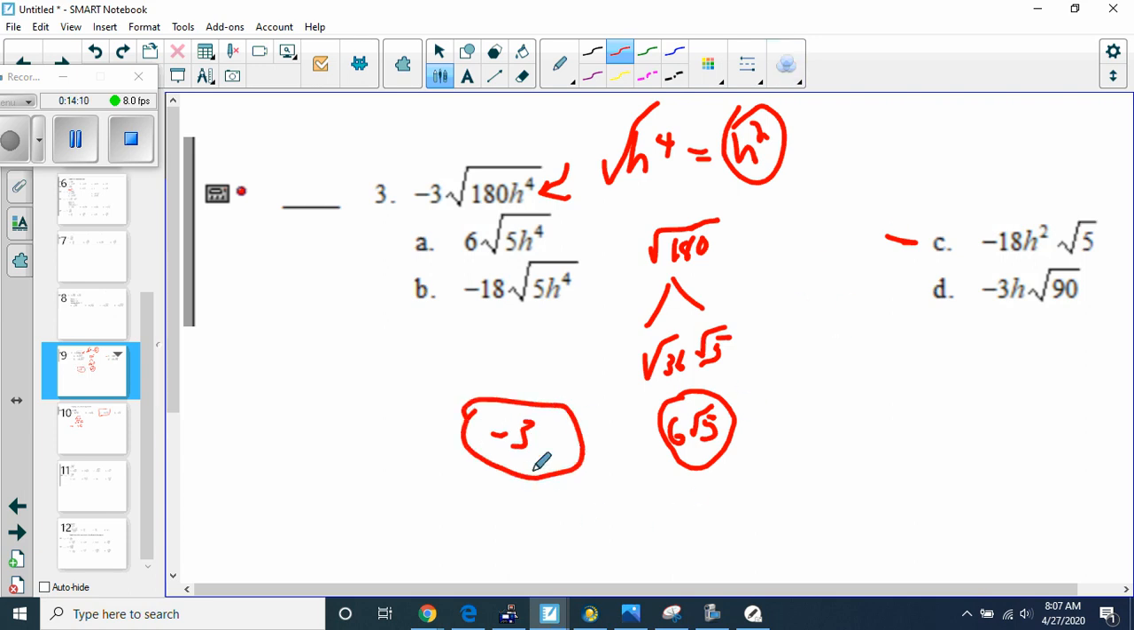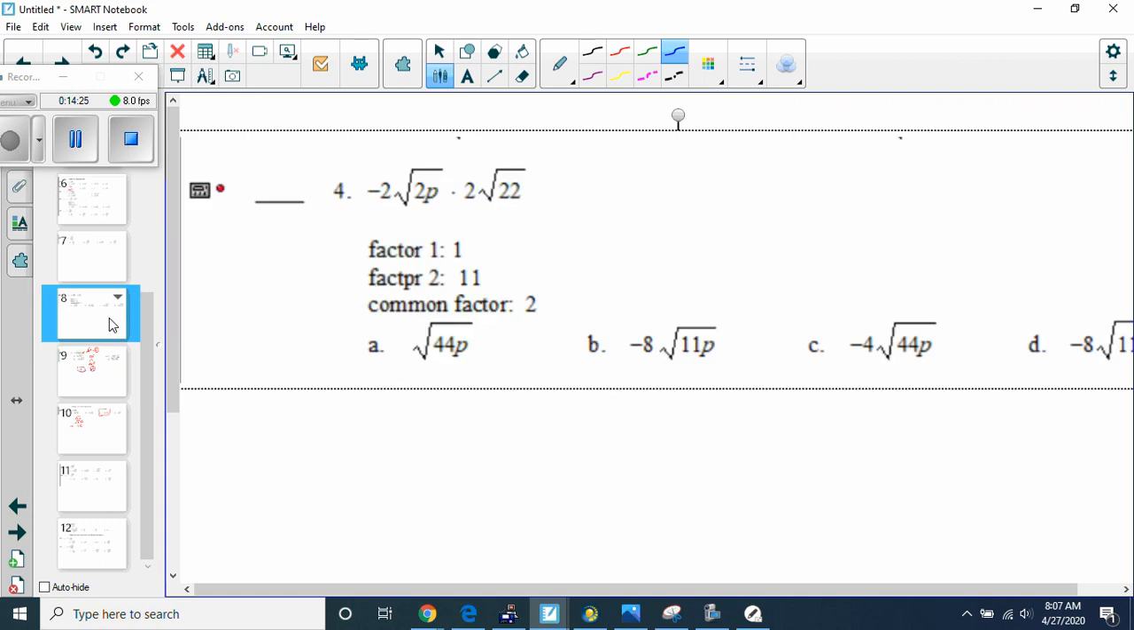So what they do is they do -3 times 6 to get -18. There's your h squared, and your 5 that stays in from the square root. Again, you're going to have to watch these videos and try these problems out. They're not the easiest problems to do.